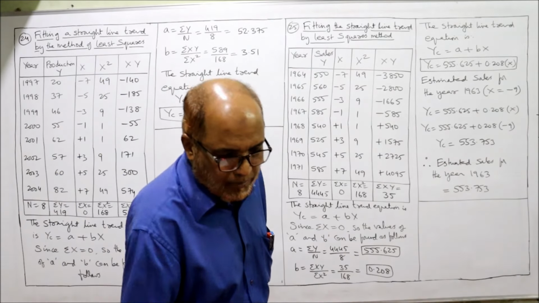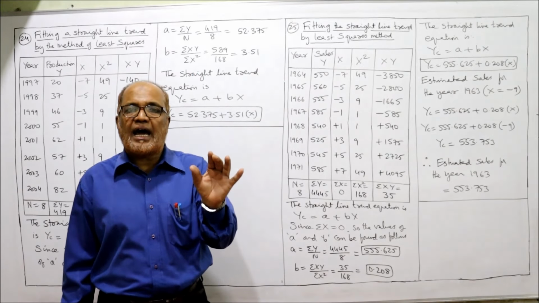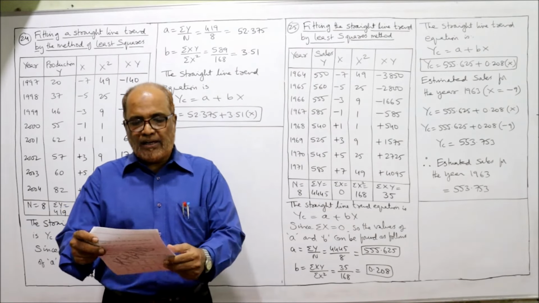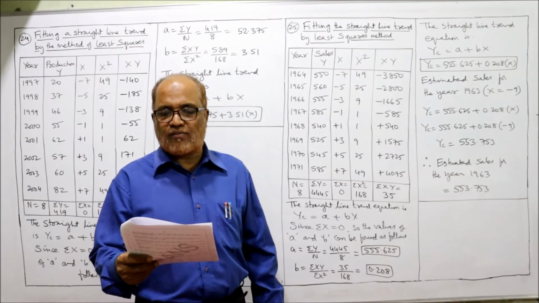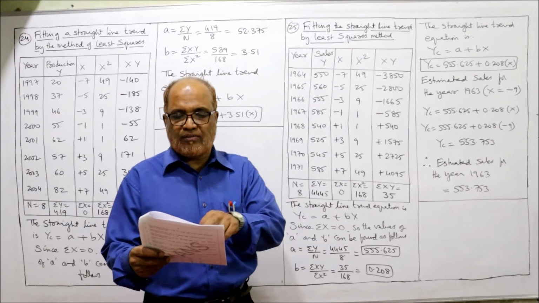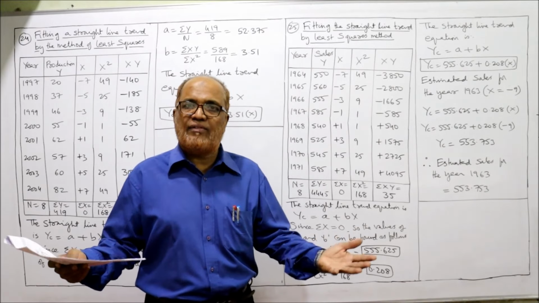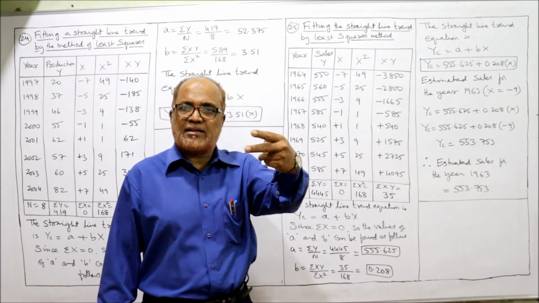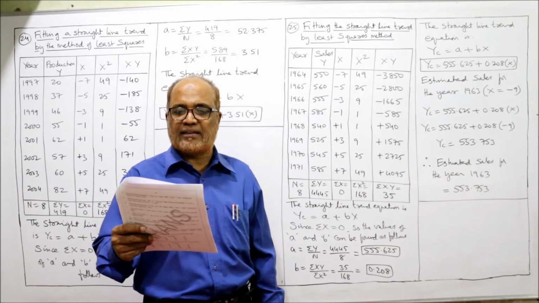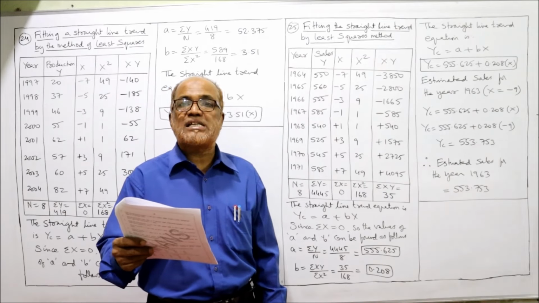Now, next problem, 25th. This 25th is the last problem on straight line trend by least squares method. The sales of a company in lakhs of rupees for the years 1964 to 1971. So 64 to 71 means 1, 2, 3, 4, 5, 6, 7, 8, 8 years data is given. Again, even number of years. Central 2 years you select, -1, +1. Then sales are given 550, 560, 555 like that. Find the linear trend equation and estimate the sales for the year 1963.